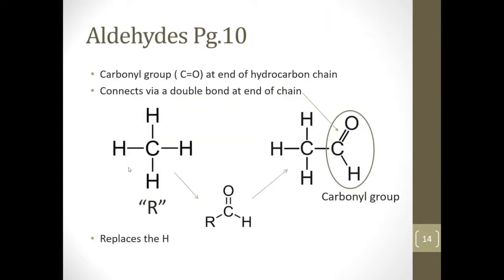Number three, the aldehydes. The aldehydes are characterized by having what is called a carbonyl group. A carbonyl group is a carbon with a double bond to an oxygen at the end of a hydrocarbon chain, and it will connect via double bond at the end of a chain. So in this case, again, we're replacing one of the H's, and we're going to end up with this carbonyl group attached to the end of the chain over here. So if you see the carbon with a double bond to an oxygen, that represents an aldehyde.